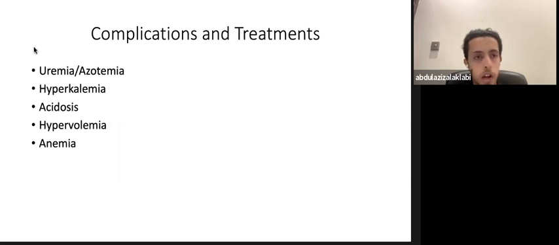For example, uremia and azotemia are caused by decreased filtration or dysfunctional kidneys in general. Such as the anemia, it could be anemia of chronic disease. Hypervolemia is due to increased reabsorption of water. Hyperkalemia is due to decreased filtration. So these are all caused by the renal failure itself.